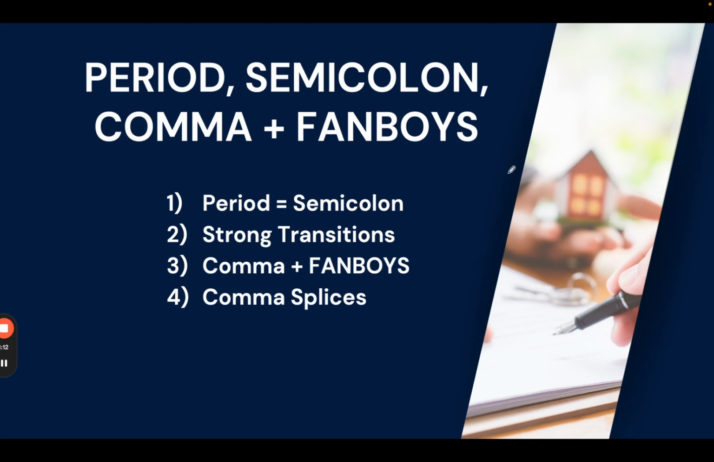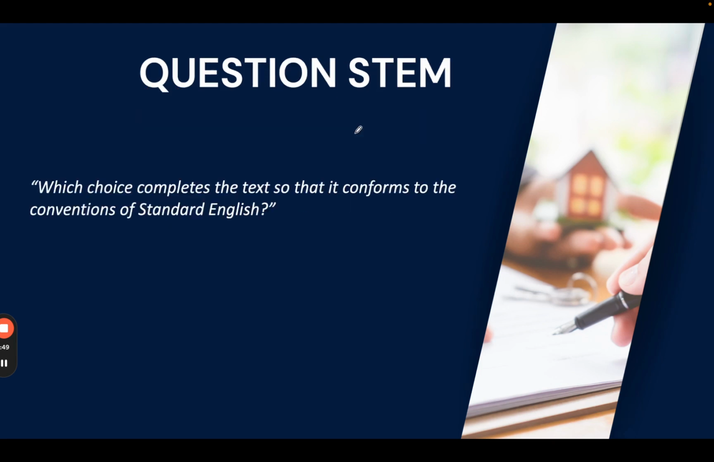Now, a few things that we'll be covering in this particular video: period is equal to semicolon. We'll try to understand this particular rule. Then we'll move on to strong transitions. Then we'll move on to comma plus fanboys. And lastly, we'll see comma splices. Remember, this is going to be just a part of the comma usage rules. There are many other ways you can use a comma in a sentence, which we'll be covering later in the videos. But for this particular video, we'll be focusing on period, semicolon, and comma plus fanboys rules specifically. Now let's go ahead and understand what the question stem is going to be like.